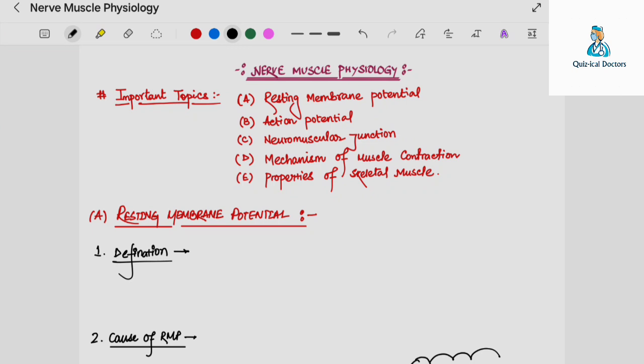These are resting membrane potential, action potential, neuromuscular junction, mechanism of muscle contraction, and properties of skeletal muscle. Most important topics are action potential and neuromuscular junction. These topics are the hotspot topic here. So accordingly, we are going to understand concepts with notes, which are very much essential for your exam purposes, right? So let's go. So first of all, resting membrane potential.